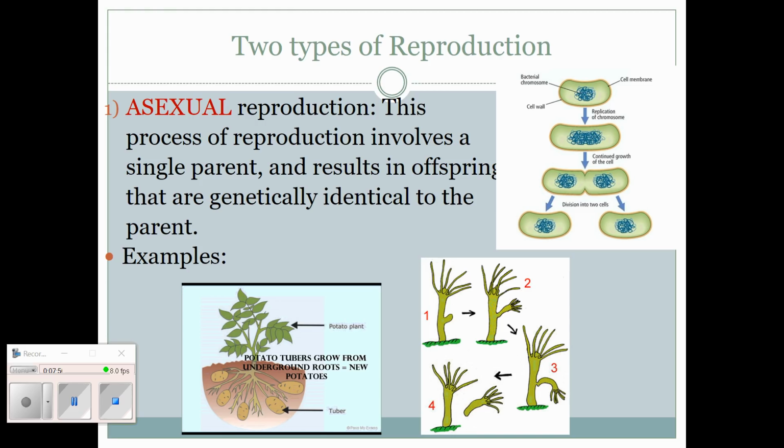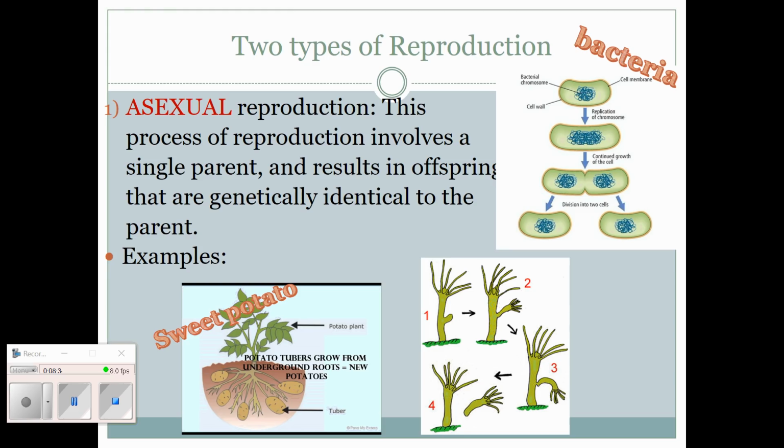There are two types of reproduction. The first type of reproduction is asexual reproduction. This type of reproduction only involves one parent and results in genetically identical offspring. So we have a couple of examples here on the slide. The first one here is bacteria. You start off with one parent and the bacterial cell divides, and then you end up with two cells that are genetically identical. Sweet potatoes can also reproduce in this way.